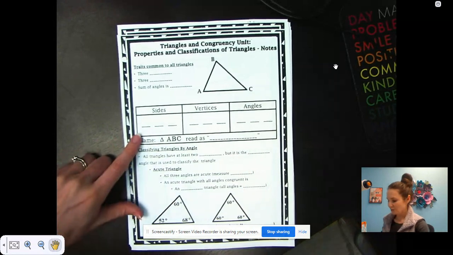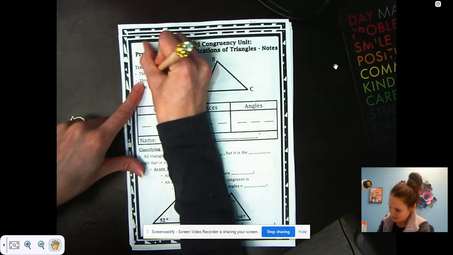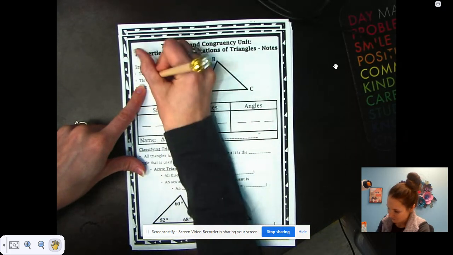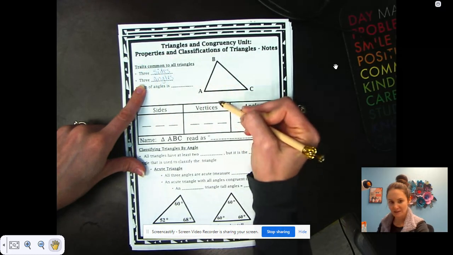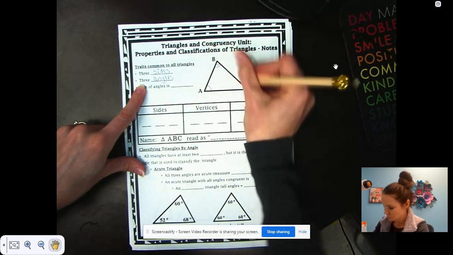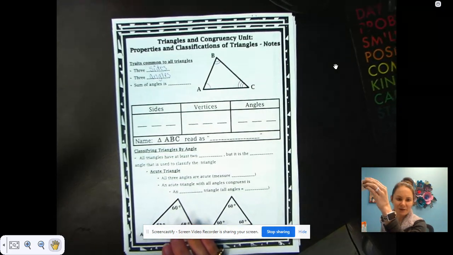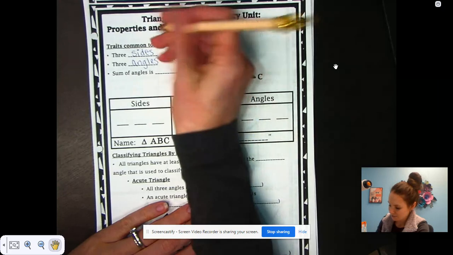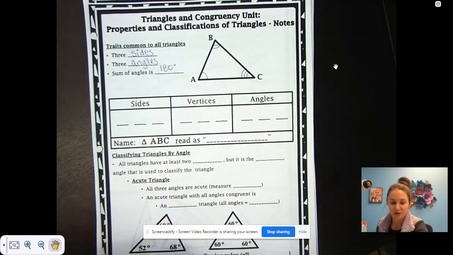So how we label: we have three sides, we have three angles. 1, 2, 3 sides. These right here are going to be your angles, 1, 2, 3 angles. And the sum of angles: when I add up all three of these angles, they have to add up to 180 degrees. Always, they will always add up to 180 degrees.